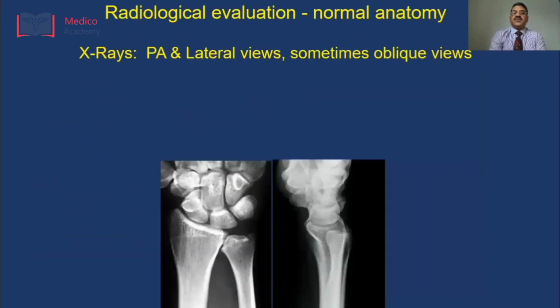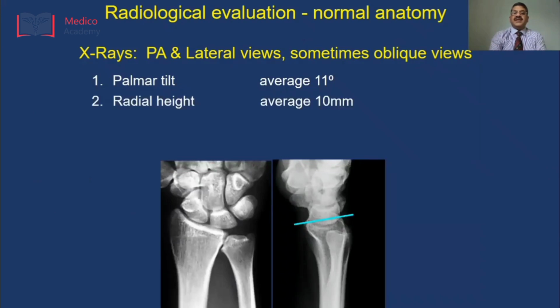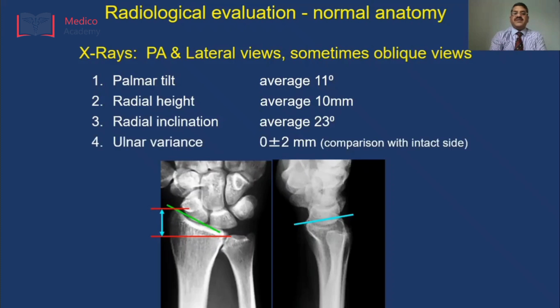Let's talk about the normal anatomy and the X-ray evaluation of the distal radius. Normally, PA views and lateral views are requested. Sometimes oblique views may also form a part of the workup. The average palmar tilt in a distal radius approximates about 11 degrees. This is seen on the lateral view. The radial height averages about 10 millimeters. This is seen on the PA view. And the radial inclination averages about 23 degrees. And this is also seen on the PA view.